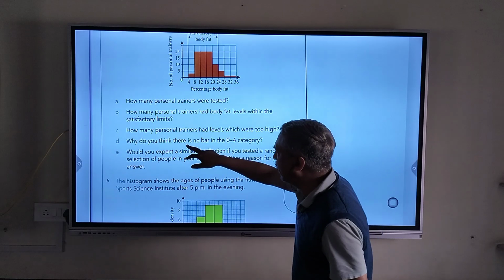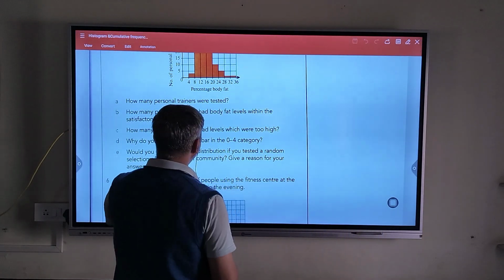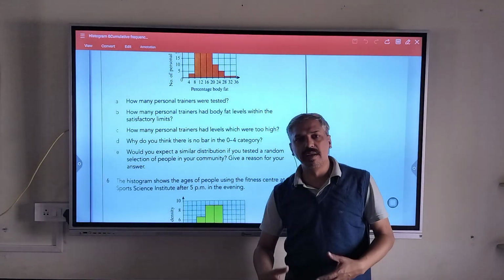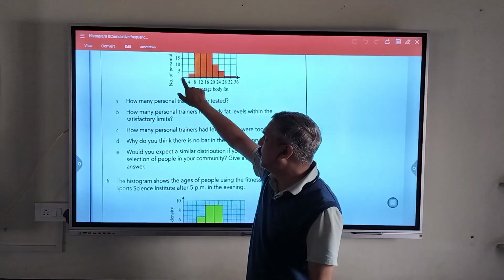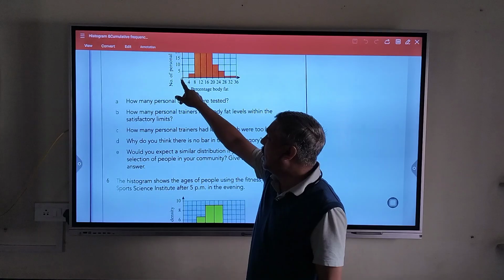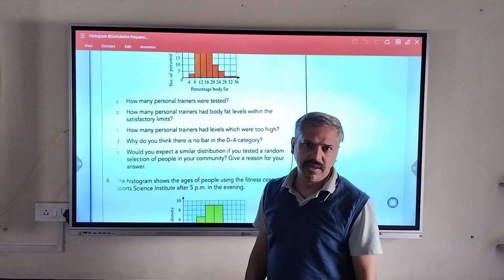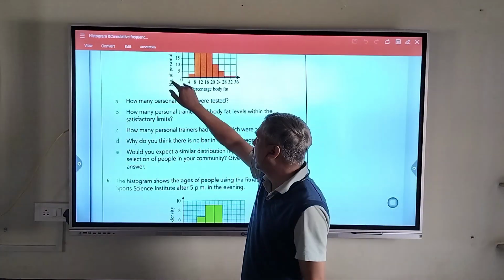Why do you think there is no bar in the 0 to 4 category? There is no bar between 0 and 4 because the frequency is 0. The number of trainers is 0. So 0 people have a body fat percentage from 0 to 4%. Everybody's body fat is more than 4%. So that's why there is no bar here.